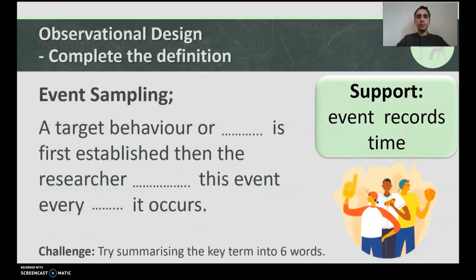Let's get a definition down. Event sampling. Give that a go. There's only 3 words to fill in. Again, if you filled it in, try summarizing the keyword into 6 words, reducing it down if you can. Event sampling: a target behavior or event is first established, then the researcher records this event every time it occurs. So a target behavior or event is first established through your behavioral categories. Then the researcher records this event every time it occurs.